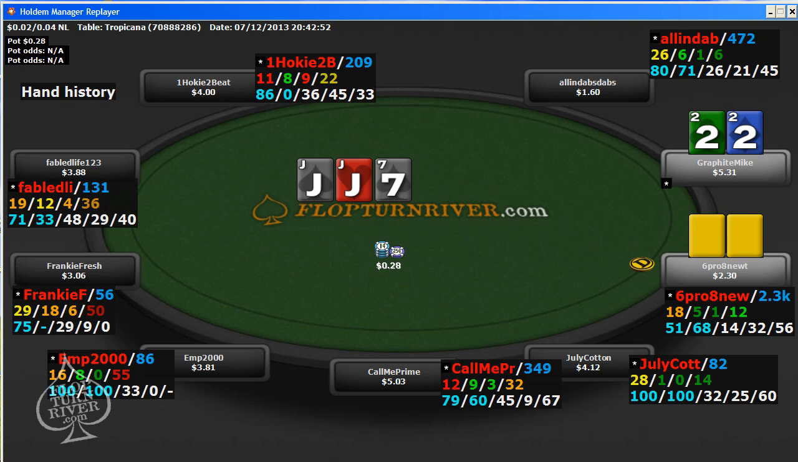If we had something like tens, I think there's a good case for checking here and hoping to get more action from him on future streets because there's fewer overcards that can hurt us. But as it is, I think we should go ahead and c-bet here, and he's going to fold a large equity share a lot of the time.